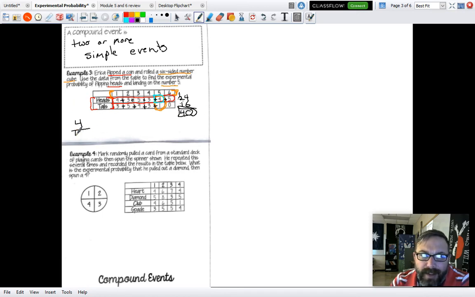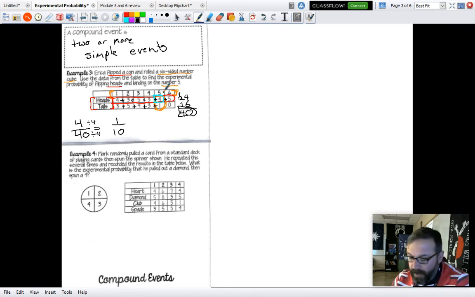That means in this case, the probability is going to be 4 out of 40. And I can, of course, reduce both top and bottom by 4. And so that would give me 1 out of 10. So 1 out of every 10 times that she flips the coin and rolls the dice, she's going to come up with heads and a 5. It's not exact, but that's what the experiment is saying. Make sense? Why don't you go on ahead and take a look at example number 4.